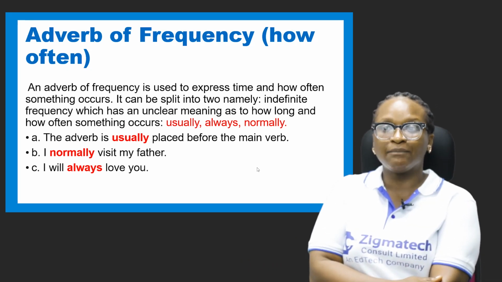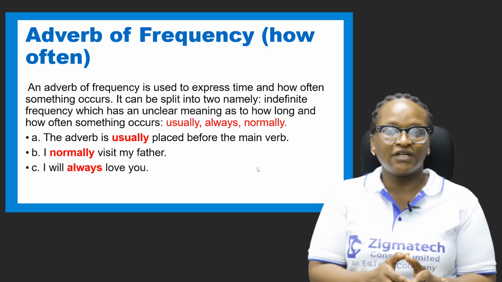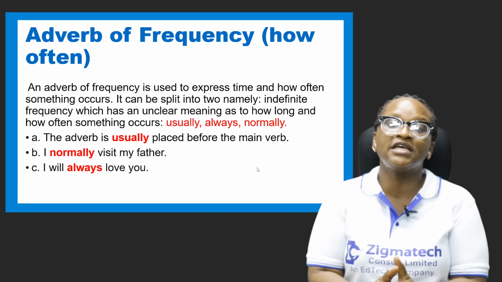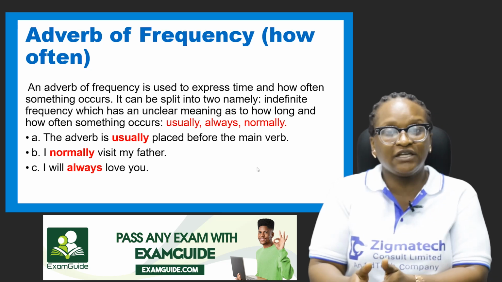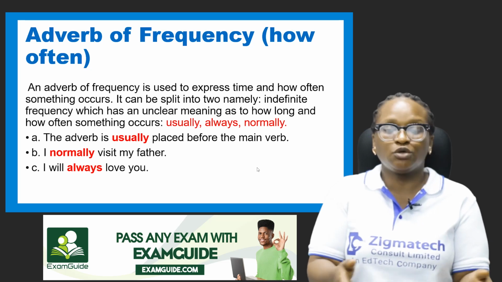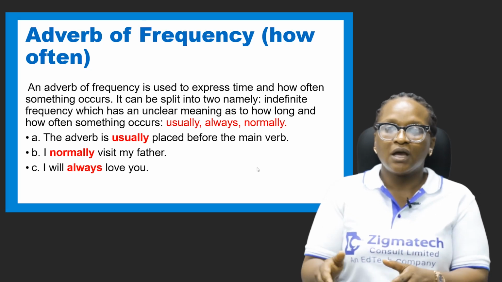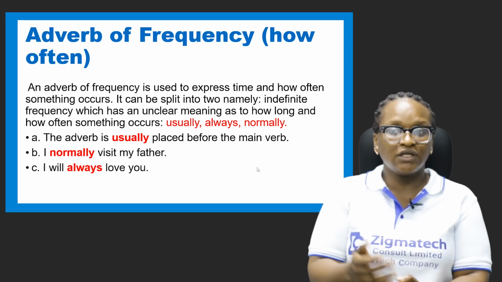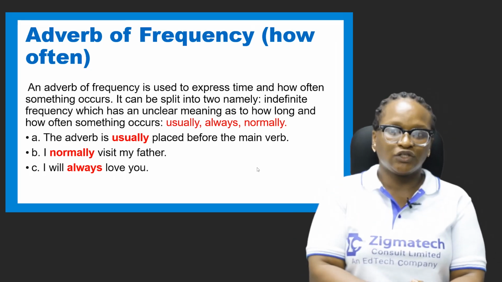All right, so it can be split into two, namely indefinite frequency, which has an unclear meaning. Obviously, when you say that something is indefinite, that means there is no specification. It's just like your definite and indefinite article. Your indefinite articles a and an come in. There is no specification, but the definite article has specifications. So indefinite frequency has an unclear meaning as to how long and how often something occurs. So these are examples: usually, always, normally. There is no specification as to how it happens.